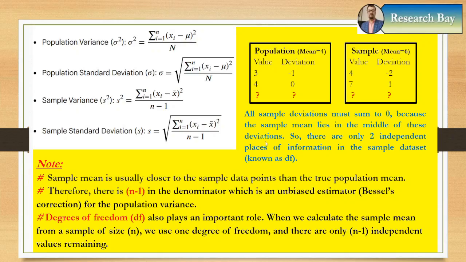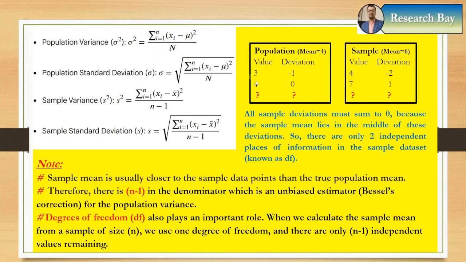Now, there's one more reason for that. That is why we make it n minus 1, which depicts the degrees of freedom. So, when we calculate the sample mean from a sample size, we use 1 degree of freedom. And there are only n minus 1 independent values remaining, as in this case I told you. So, out of the 3 values, only 2 values are independent. The third is fixed because we want a deviation sum to be 0.